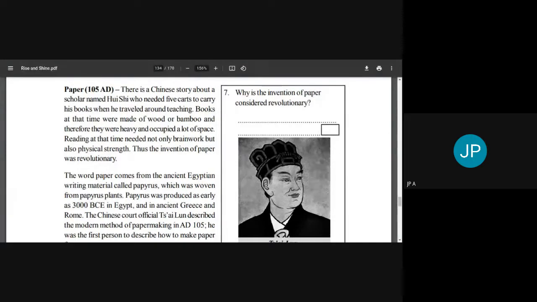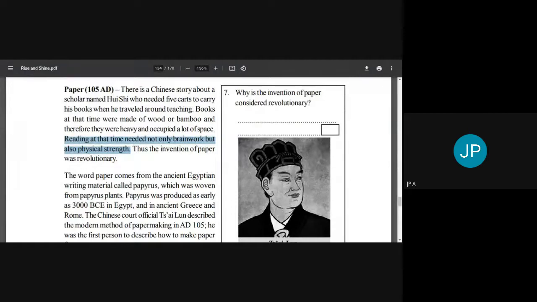So reading at that time, it is just said for fun here, reading at that time needed not only brain work but also physical strength. Physical strength കൂടെ വേണമായിരുന്നു. കാരണം ഇത് തള്ളിക്കൊണ്ട് പോകണ്ടേ. അപ്പം എനിക്കൊന്നും ഒരിക്കലും പറ്റില്ലായിരുന്നു പേപ്പർ കണ്ടുപിടിച്ചില്ലെങ്കിൽ. കാരണം എന്താണ്, 140 പേജുള്ള ഈ ടെക്സ്റ്റൊക്കെ ഞാൻ തള്ളിക്കൊണ്ട് പോകണമെങ്കിൽ ഉന്തുവണ്ടി വലിക്കാൻ വേറൊരാളെയും കൂടെ വെക്കേണ്ടി വരും. So that is how the discovery of paper was revolutionary.